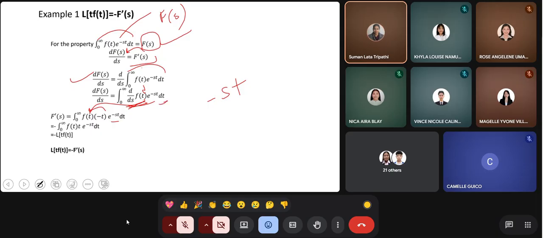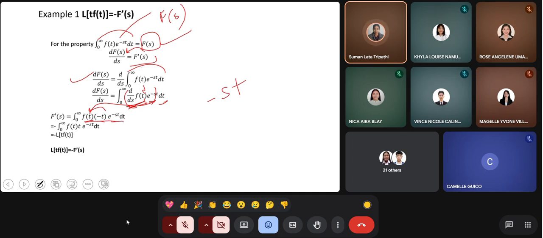This is dt, but I am doing this part only. In this part, there is no s term in ft. So this will be treated like a constant, and this will be treated like a variable, and minus t will come out, and this one will be the answer.